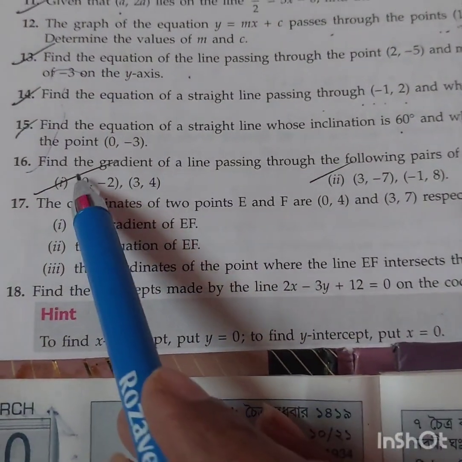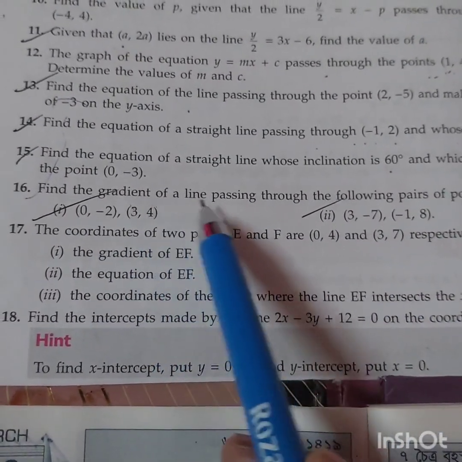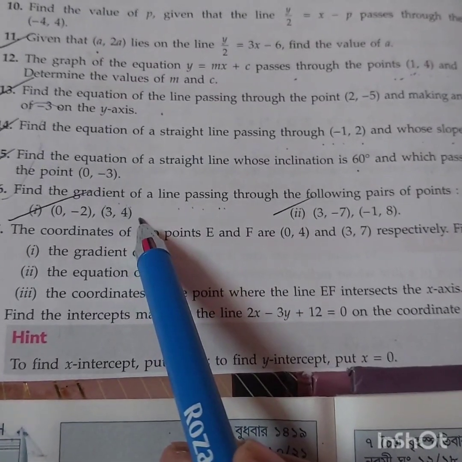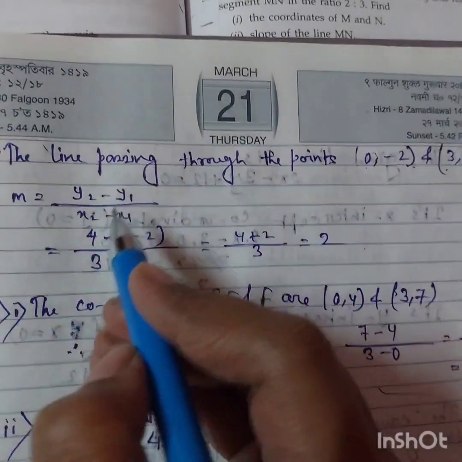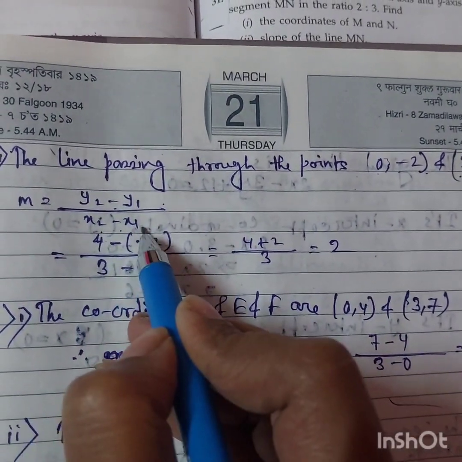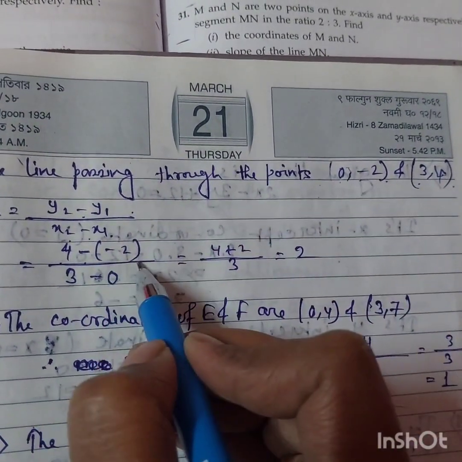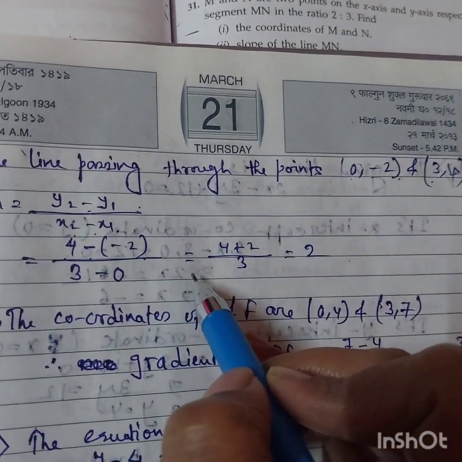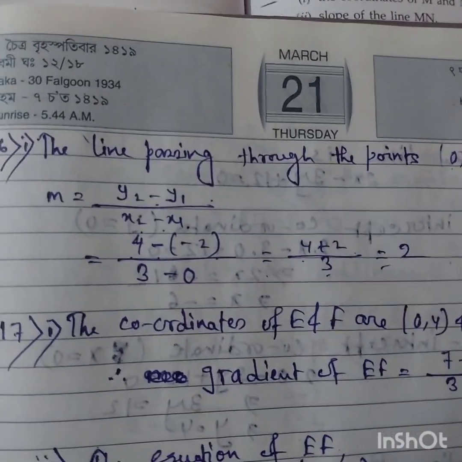Now sum number 16. I will do one sum, the first sum, and the next sum you will do at home. Two points are given. You have to find the gradient of the line passing through these points. The points are (0, minus 2) and (3, 4). So m is equal to y2 minus y1 by x2 minus x1. So y2 means 4 minus y1 means minus 2, by x2 means 3 minus 0, that is equal to 4 plus 2 by 3, which is equal to 2. So the answer will be 2.